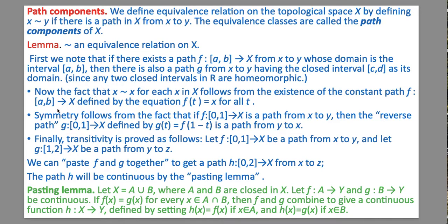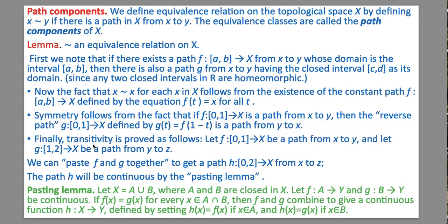Now to prove the symmetry, suppose f is a path from the closed interval [0, 1] to X, from x to y. Then the reverse path g from [0, 1] to X is defined as g(t) equal to f(1 minus t). This f is a path from x to y, and this g is a path from y to x.